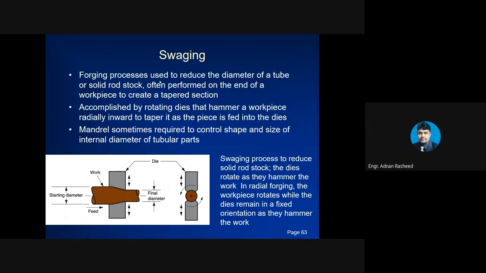Now swaging is a forging process used to reduce the diameter of tube or solid rod stock, often performed on the end of the workpiece to create a tapered section. So the end result is a reduction in diameter as well as a tapered section. It is accomplished by rotating dies that hammer a workpiece radially inward to the taper as the piece is fed into the dies. Mandrels are sometimes required to control the shape and size of the internal diameter of tubular forms.